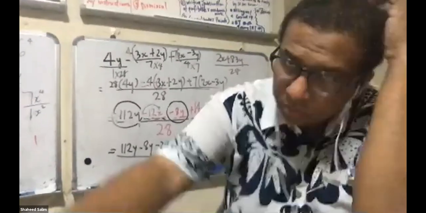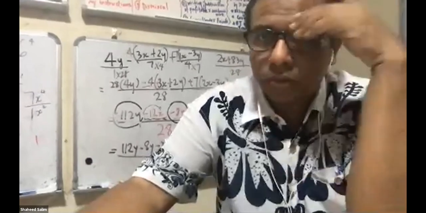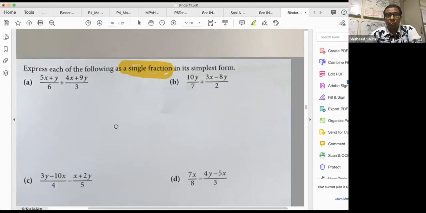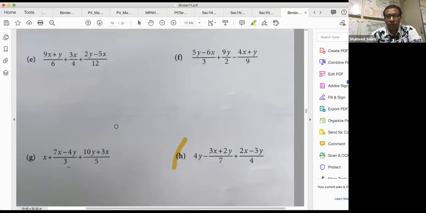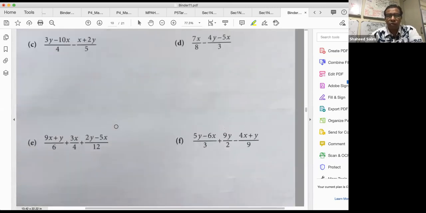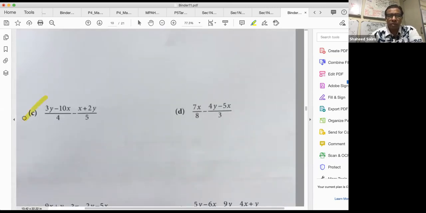Okay, now. We try one more, okay? We try one more because you need to do this to be able to learn more complex fractions. Let me see. Okay, we try this one. We try C.